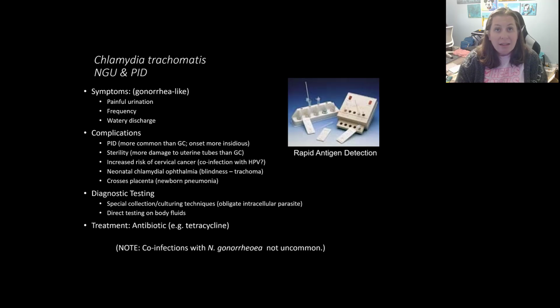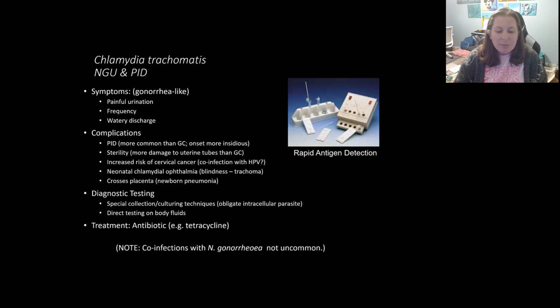We also see though that chlamydia can cross the placenta, and when it does, it causes newborn pneumonia. And so again, this is a complication to the unborn child. Diagnostic testing, there are some special collection and culturing techniques because these guys are obligate intracellular parasites. They have to get inside of your cells. So direct testing on bodily fluids needs to be done.